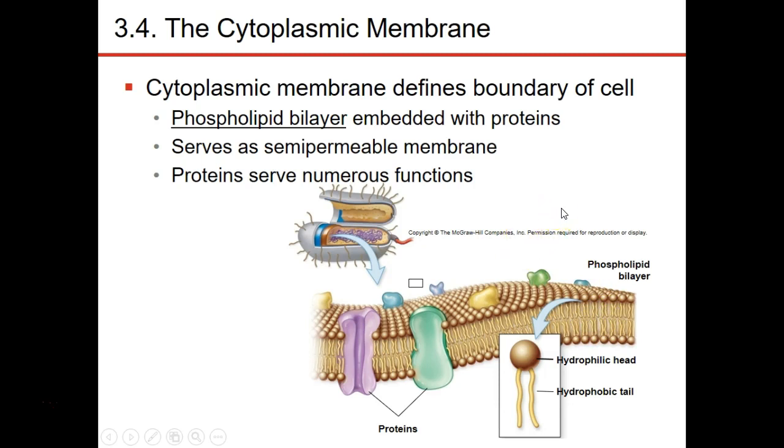The plasma membrane is a semipermeable membrane, and it is basically a barrier for allowing certain materials to move through. There are a lot of proteins associated with the plasma membrane that will allow for other functions as well.